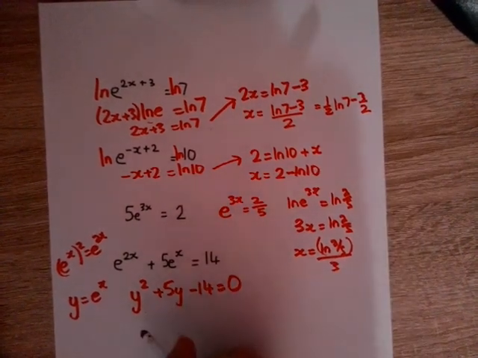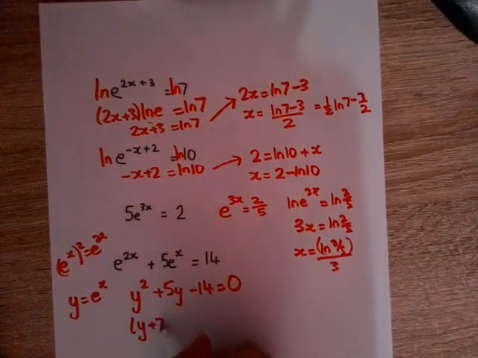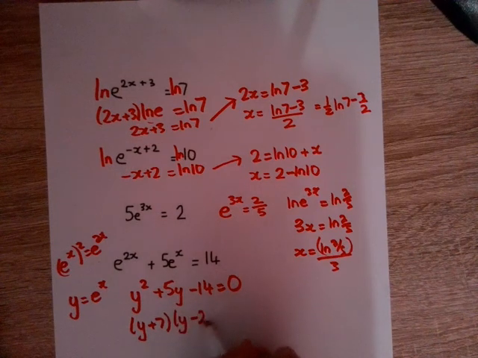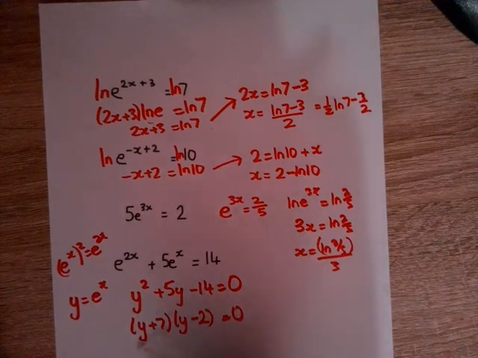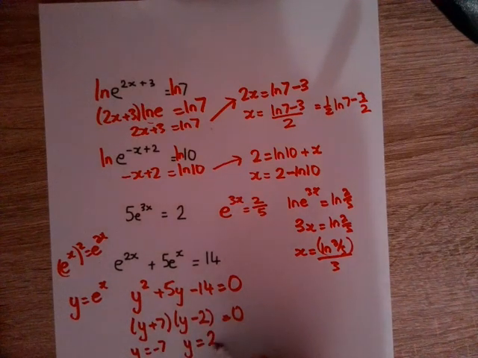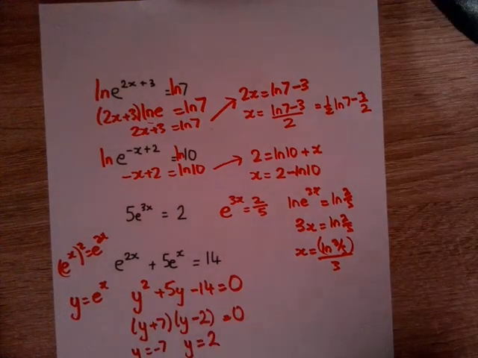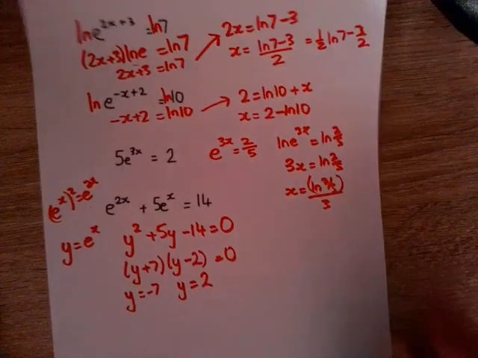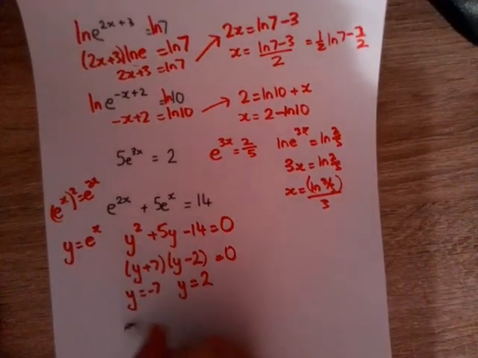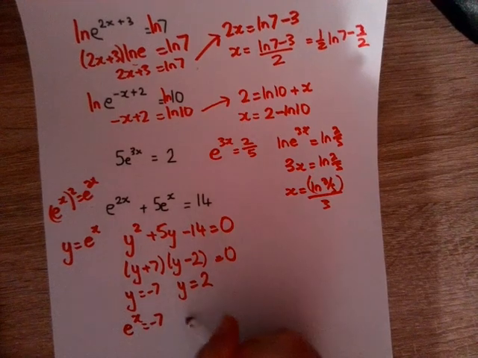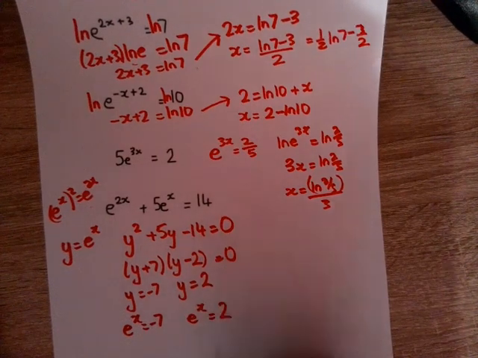So that now you should be able to see is going to factorise, so y plus 7, y minus 2. So you're going to get y equals minus 7 and y equals 2. So remember, it's not y that equals minus 7 and y that equals 2, it is actually e to the x that equals minus 7 and e to the x equals 2.